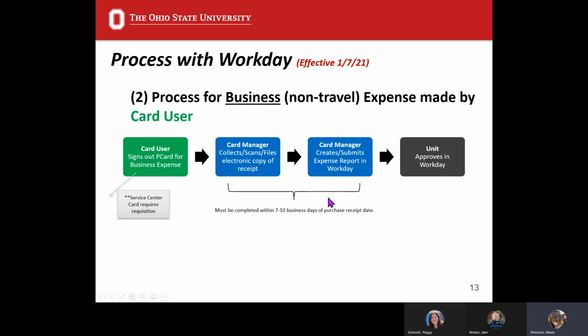The second example is for a Department or Service Center card where the card user makes the purchase for his or her self. We'll start with the card user signing out the card on the non-travel tracking log, and they make an appropriate business purchase. Then the card manager collects the card and itemized receipt, scans an electronic copy. Within 7 to 10 business days of the purchase date, you as the card manager must create an expense report in Workday for that transaction. Again, after the expense report is submitted, your unit will approve the transaction in Workday.